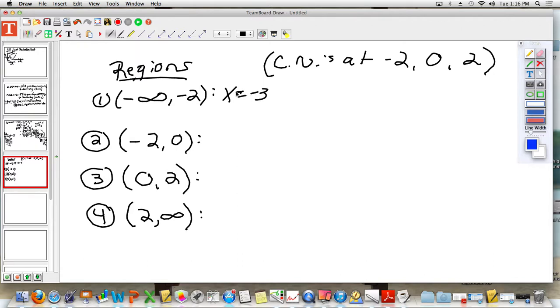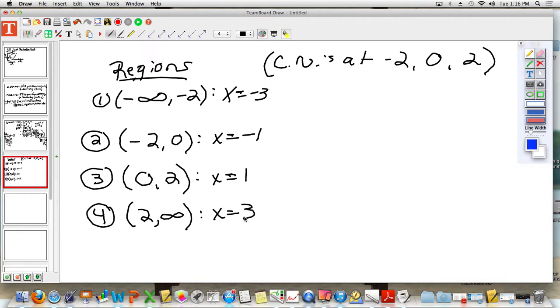X equals -3. What about in this region right here, between -2 and 0? What should I check there? -1. That's a good one. What about from 0 to 2? 1. We'll try 1. And then what about from 2 to infinity? 3.